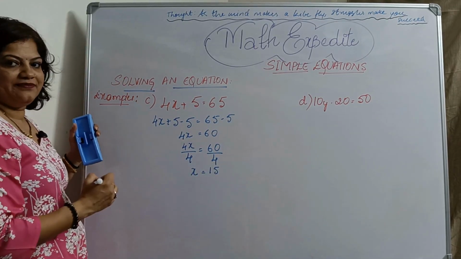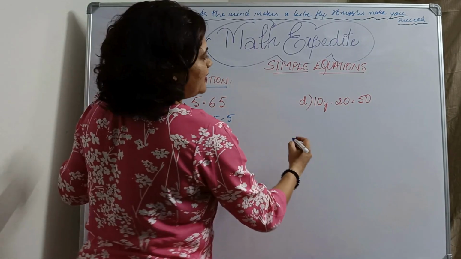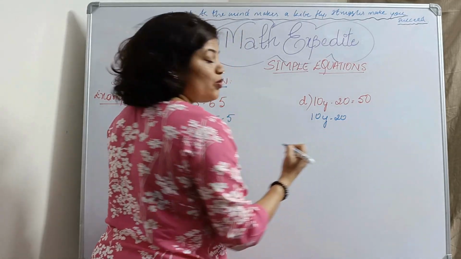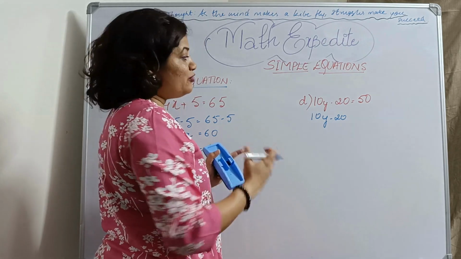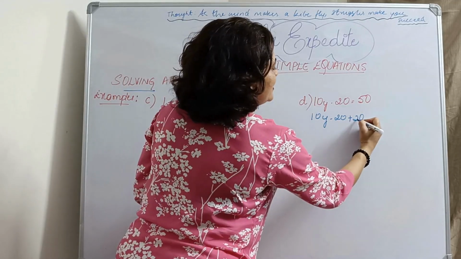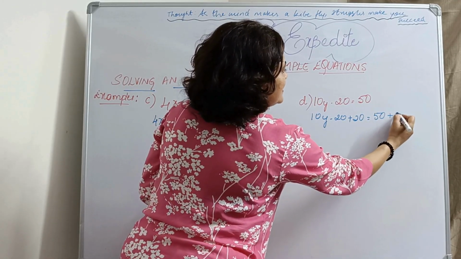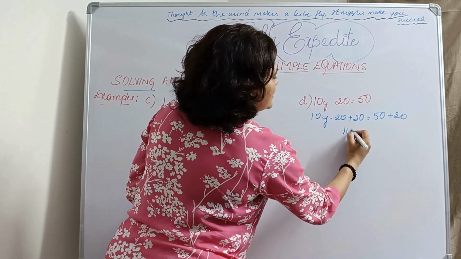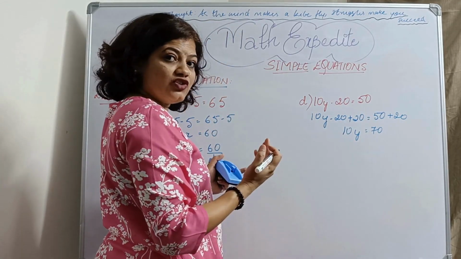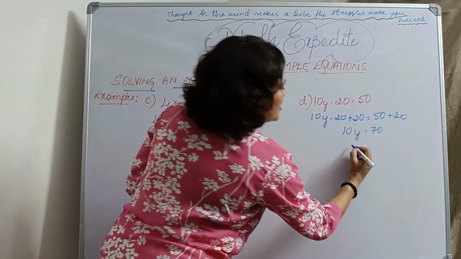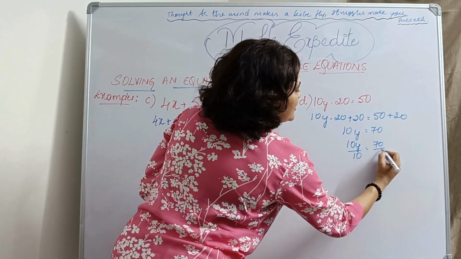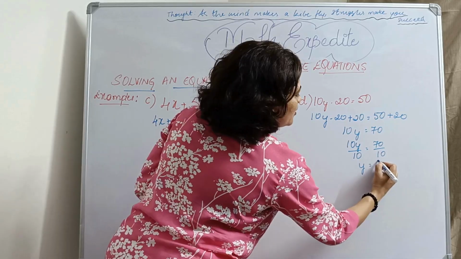So it is 15. This one here, 10y minus 20 equals 50. Should I add or subtract? I have to add here. What is the number? 20. So 10y equals 50 plus 20. Here I'll get 10y equals 70. Now what do I have to do? I have to divide both the sides by 10. So 10y divided by 10 equals 70 divided by 10. I get y equal to 7.